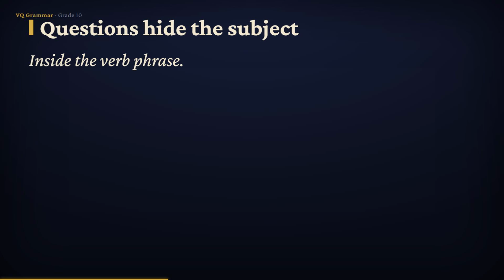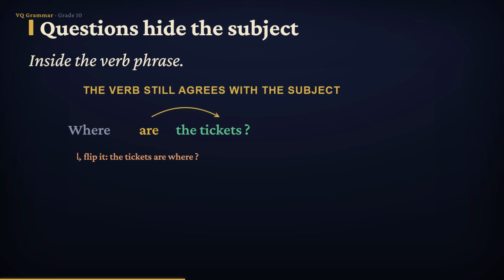Questions invert too, and they tuck the subject into a sneaky place. Take this one. Where are the tickets? The verb is are, and the subject, the tickets, is sitting behind it. Flip it back into normal order and you can hear the agreement. The tickets are where. Tickets is plural, so are is correct.